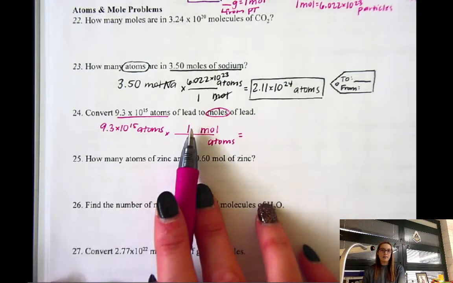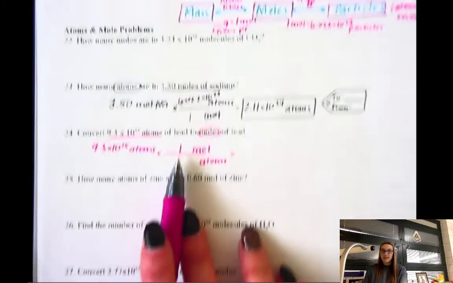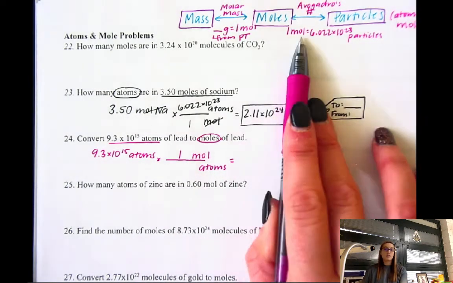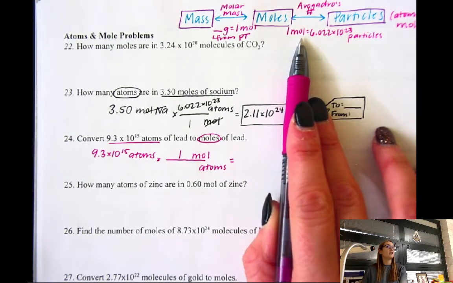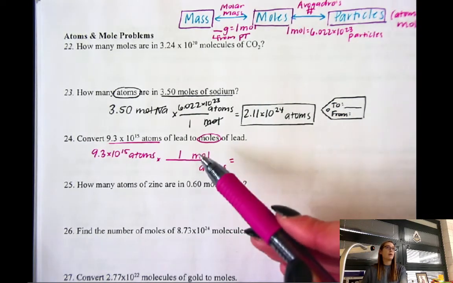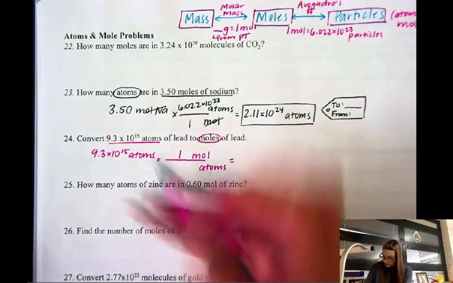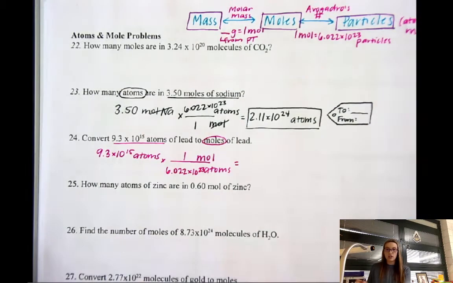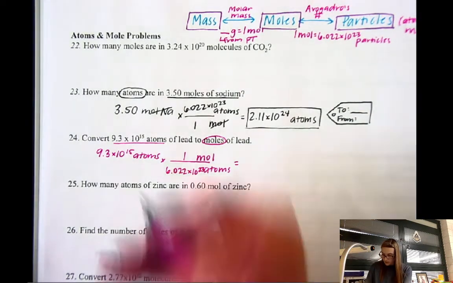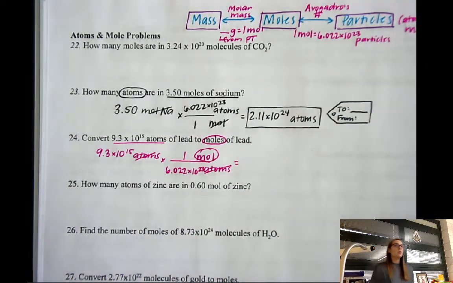Now, notice it's kind of a habit for me to just put a 1 in front of mole. But if you look up here, the 1 is in front of mole here as well. It's always a 1 in front of the mole in these conversion factors. It doesn't matter where the mole is, whether it's on the top or the bottom. 1 goes in front of mole. For every 1 mole, there are 6.022 times 10 to the 23rd atoms. Atoms is on the top, atoms is on the bottom. We're left with moles, which is what we want.